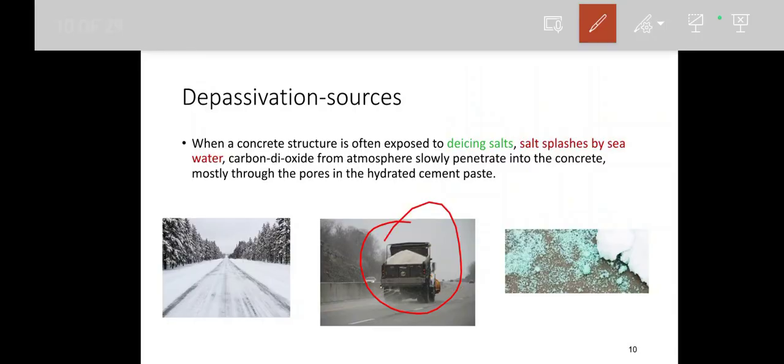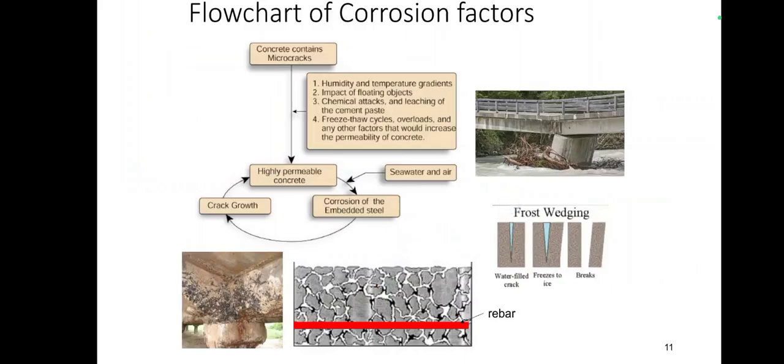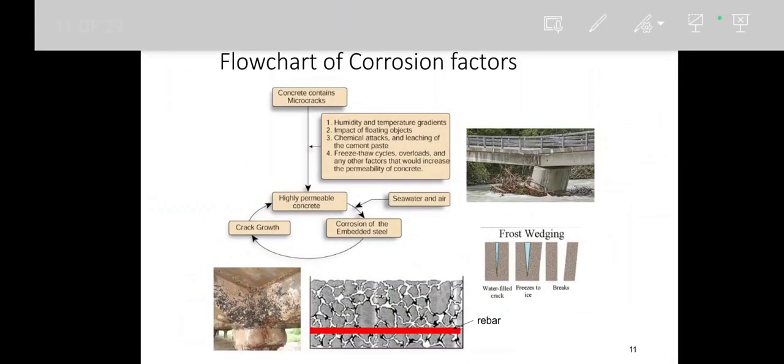It is nothing but sodium chloride, the normal salt, which they sprinkle onto the surface of the road. If the road is made of concrete pavement, this sodium chloride will easily enter. Chloride when mixed with water forms hydrochloric acid, then corrosion will try to initiate. So this type of problem is there in the colder regions. Or you can see this flow chart.